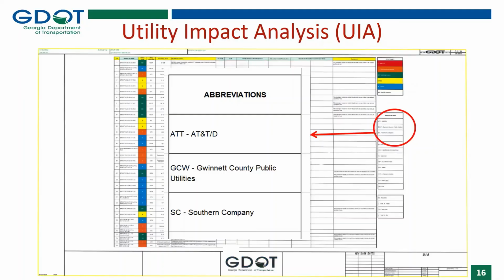And here is an example of the utility owners shown in the spreadsheet. You will notice that only the utility owners with conflicts are placed in the spreadsheet. Not all of the utility owners found during the QLB SUE investigation will be noted here.